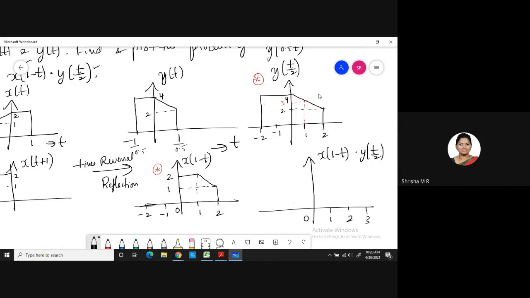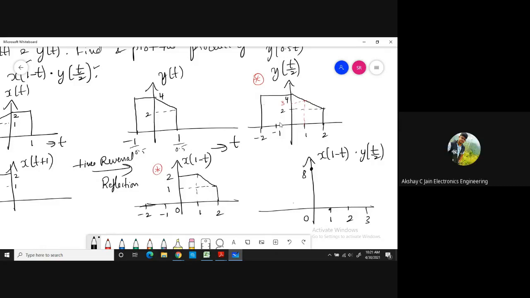At t equal to 0, what's the amplitude? Eight, ma'am. Yeah, it will be 8 because in x of 1 minus t you have amplitude 2 here, and in y of t by 2 you have amplitude 4. So at 0 the signal will be at 8. We shall see at 1 where it will be.